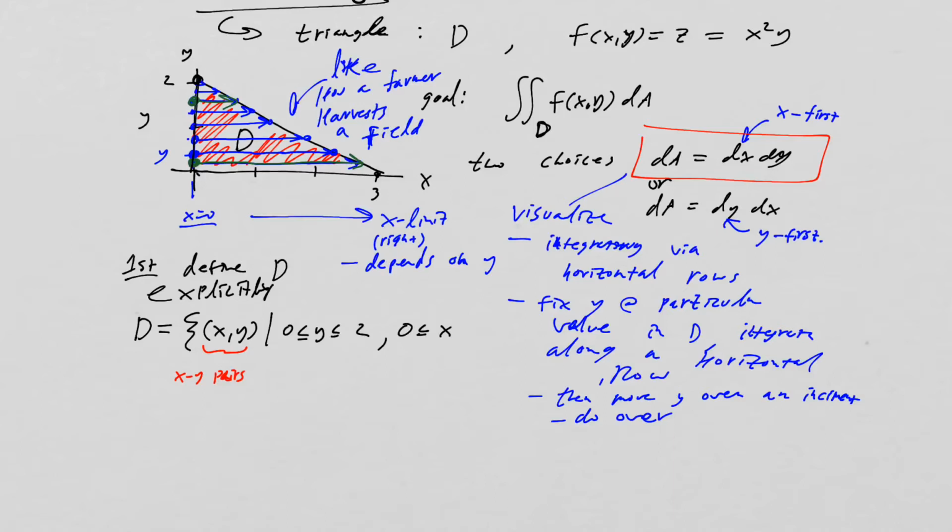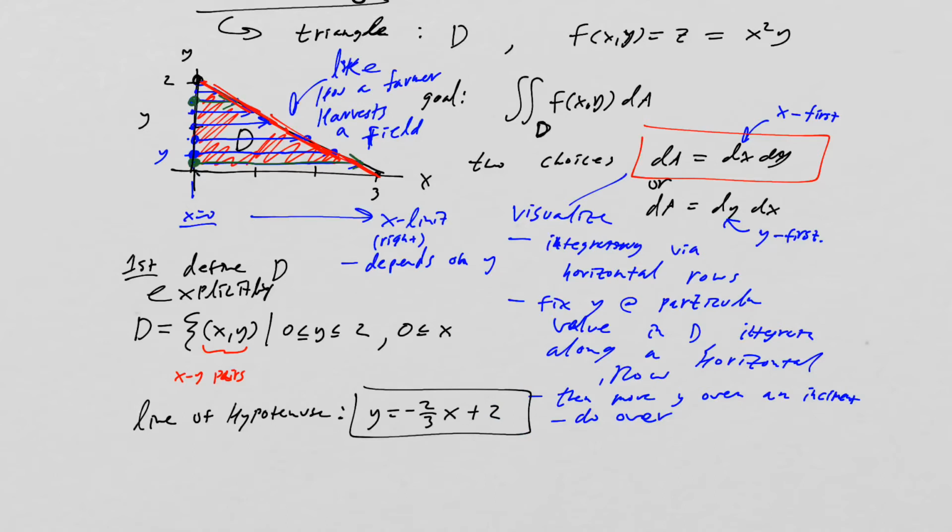We know x never goes below 0, but it clearly doesn't go on forever; it has a line. So we have to figure out what that line is. I'm going to draw that line in red here, going down like that. That line of the hypotenuse, we can figure that out. It clearly has a slope of negative 2/3 times x, and a y-intercept of 2. So that's our line of hypotenuse.